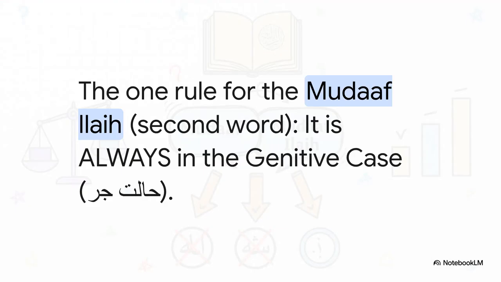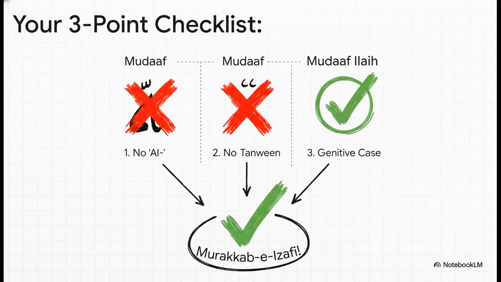Now for the second word, the Mudaf Ilaih. This one's even easier. It has just one job, one single rule to follow. It must always be in the genitive case, or what's called jar. And you'll usually spot this because of the kasra, which gives it that I sound at the end. So it all boils down to this really simple 3-point checklist. When you see 2 nouns next to each other, you just ask yourself, is the first one missing al? Yep. Is it missing tanween? Yep. And is the second one in the genitive case? Yep. If you can tick all 3 of those boxes, boom, you have definitely found a Murakkab-e-Izafi.